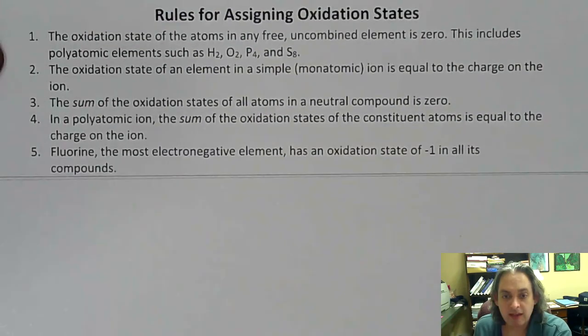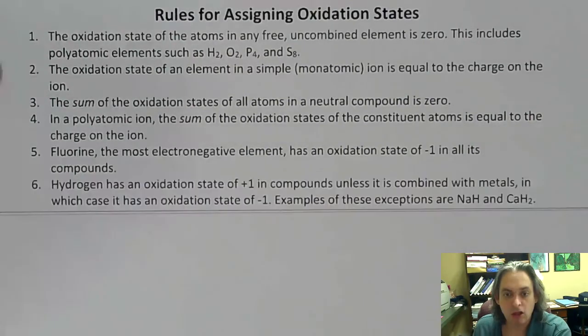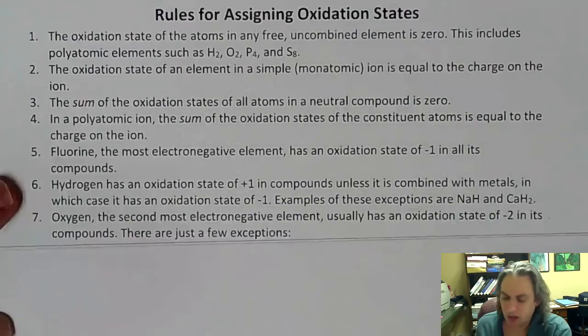Rule 5 is that fluorine, being the most electronegative element, has an oxidation state of -1 in all of its compounds. Rule 6 is that hydrogen has an oxidation state of +1 in compounds unless it is combined with metals, in which case it has an oxidation state of -1. Examples of these exceptions are sodium hydride and calcium hydride.